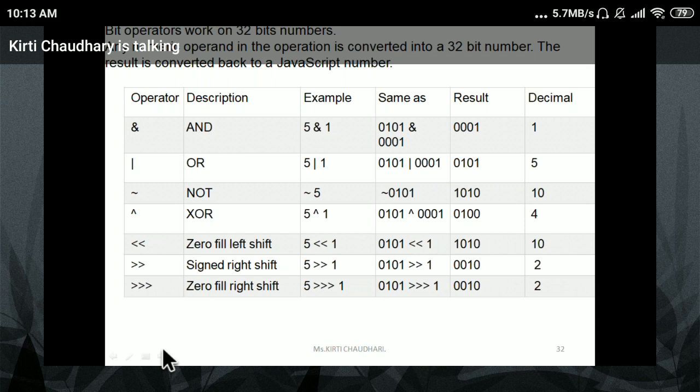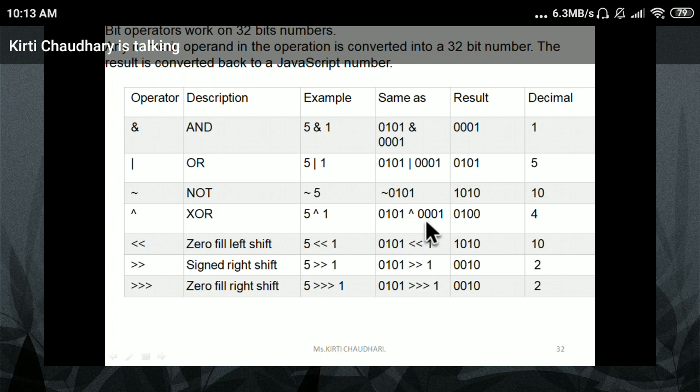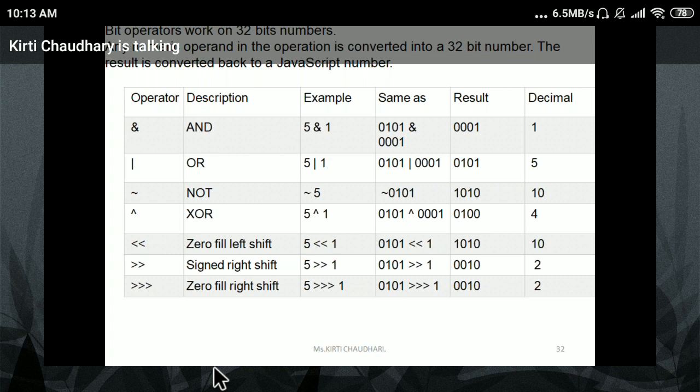XOR, with 0101 and 0001. When both are equal, you will get 0 as output, and when they differ, 1. So the output you will get is 0100, that is your decimal number 4.